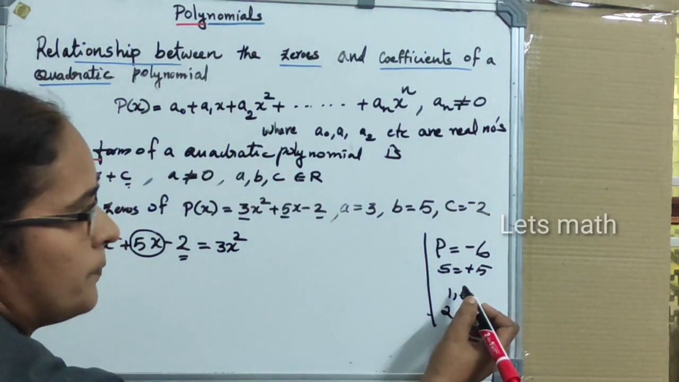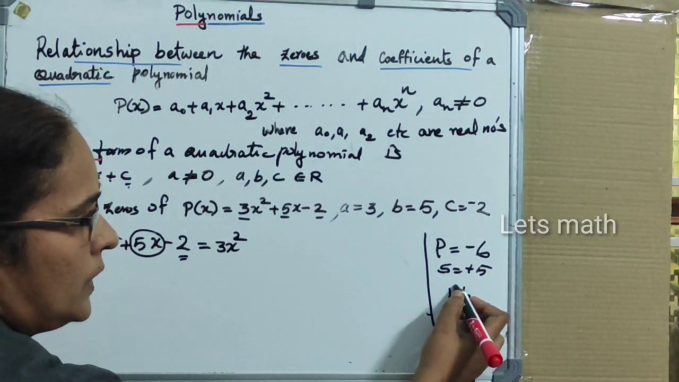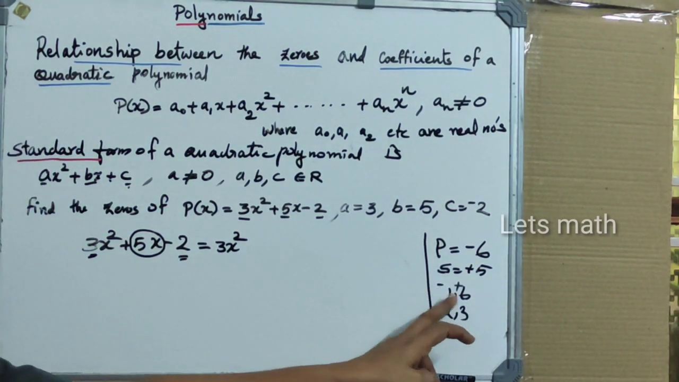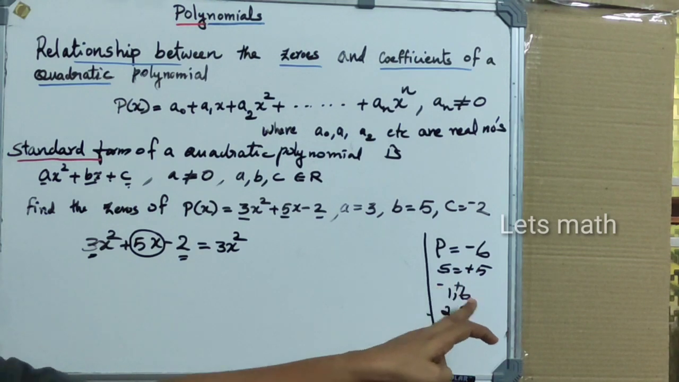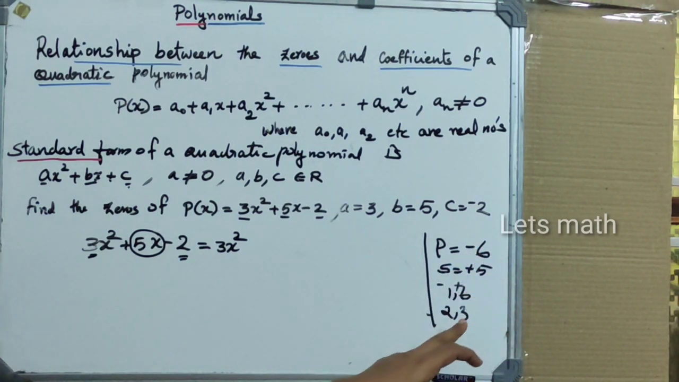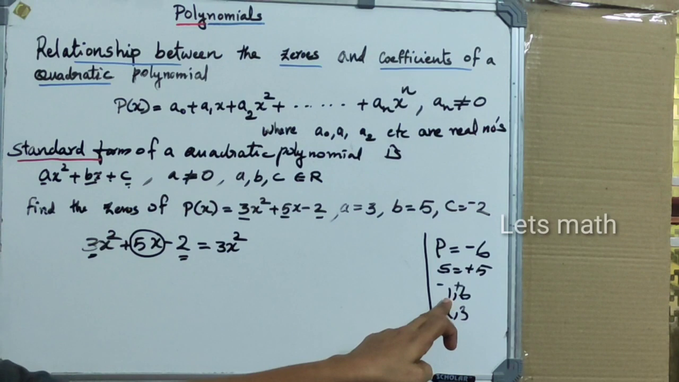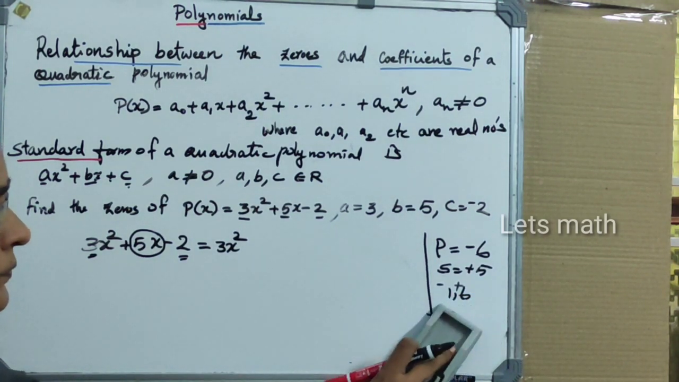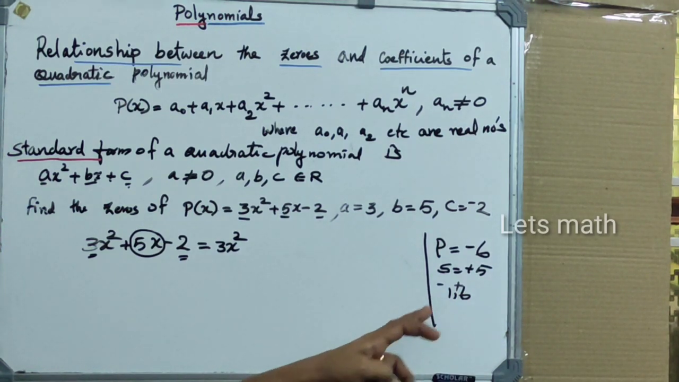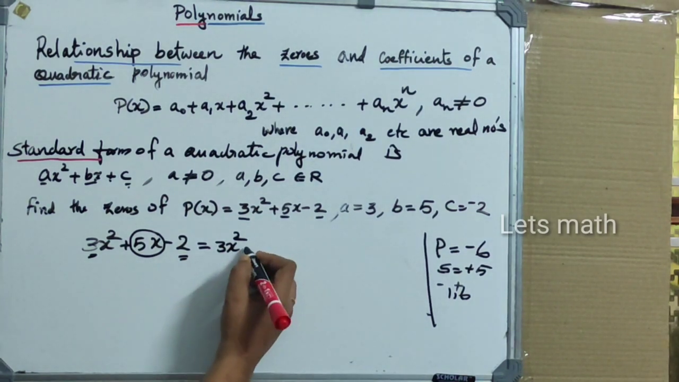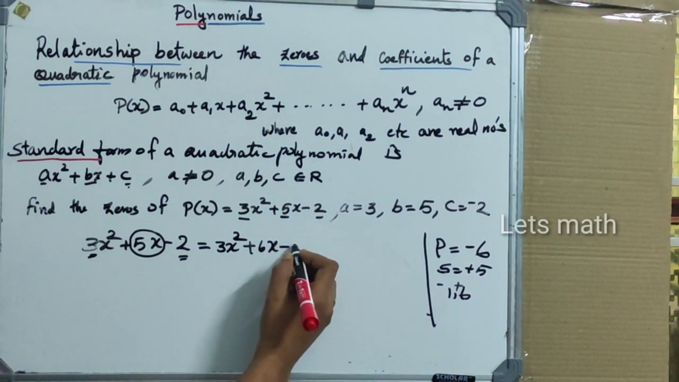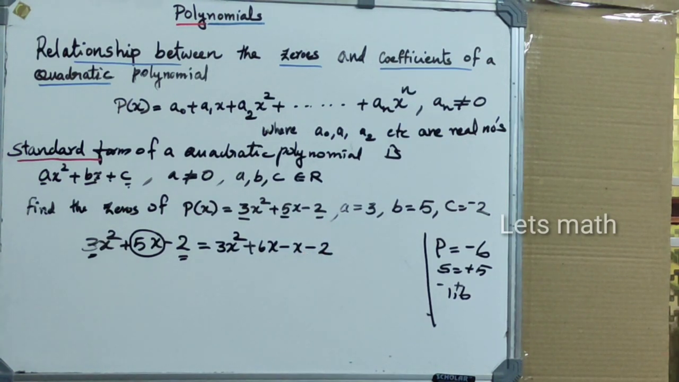So we give here positive and here negative, so that 1 into negative is minus 1, and positive 6 gives minus 6. The sum of these two, while adding a negative integer and a positive integer, we get positive 5. So 3x square plus 6x minus x minus 2.